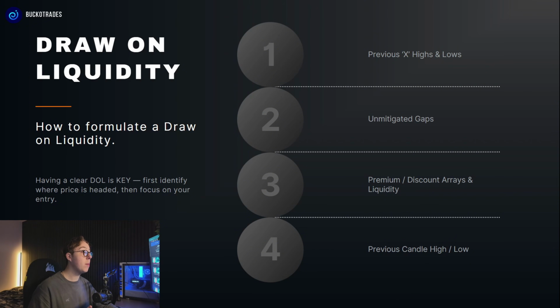Number 4 is previous candle high or low. So same with the previous X highs and lows, previous quarter high and low. Those usually do align with the previous candle high. For example, previous day high or low is, if you're trading Wednesday, then Tuesday's high or low. This is a video that I'm going to go more in depth with as well, the previous candles' highs and lows, because understanding the anatomy of a candlestick is very important.